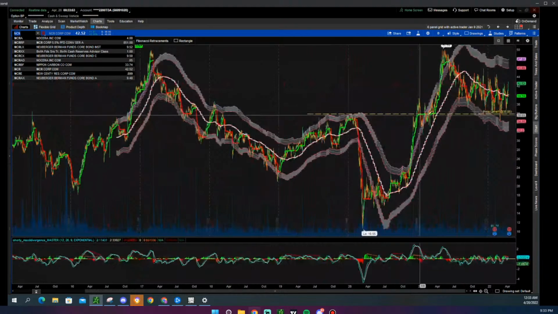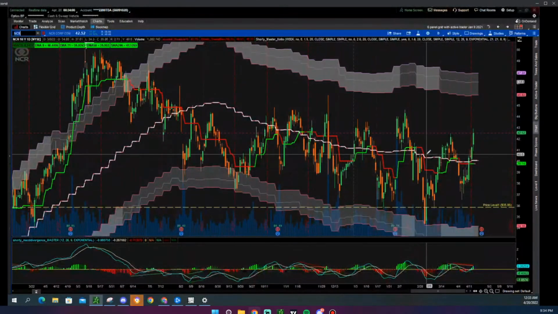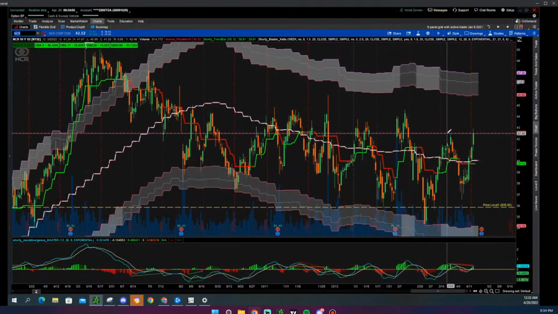Let me see this one. This has a head and shoulders here with a double top. This looks like it's ready to come down.